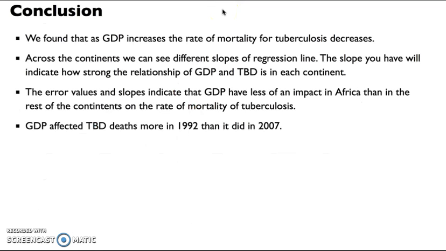So, in conclusion, from all the data that we have presented to you, we found that as GDP increases, the rate of mortality for tuberculosis decreases. Across the continents, we can see different slopes of the regression line. The slope indicates how strong the relationship of GDP and TB is in each continent. The error values and slope indicate that GDP has less of an impact in Africa than in the rest of the continents on the rate of mortality of tuberculosis, and that GDP affected TB deaths more in 1992 than it did in 2007.